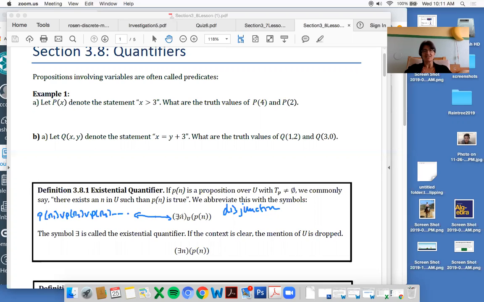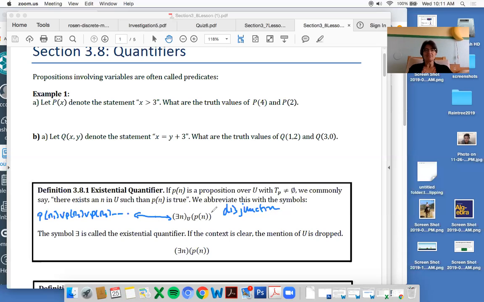Okay, so the existential is like a generalized disjunction. So you're doing disjunctions of the proposition for all the values of n in the universe. Okay, and sometimes you'll see the universe specified and sometimes you don't. It's kind of implied or mentioned somewhere else.